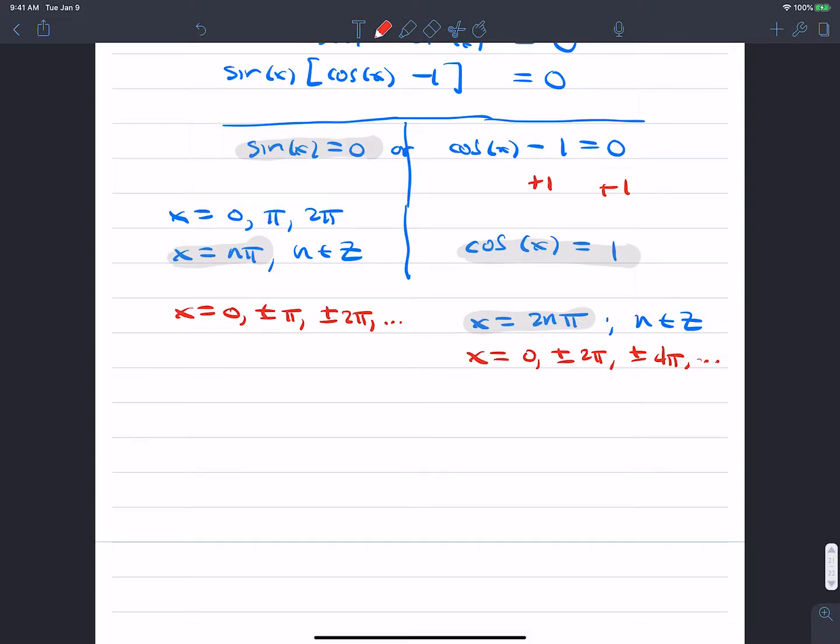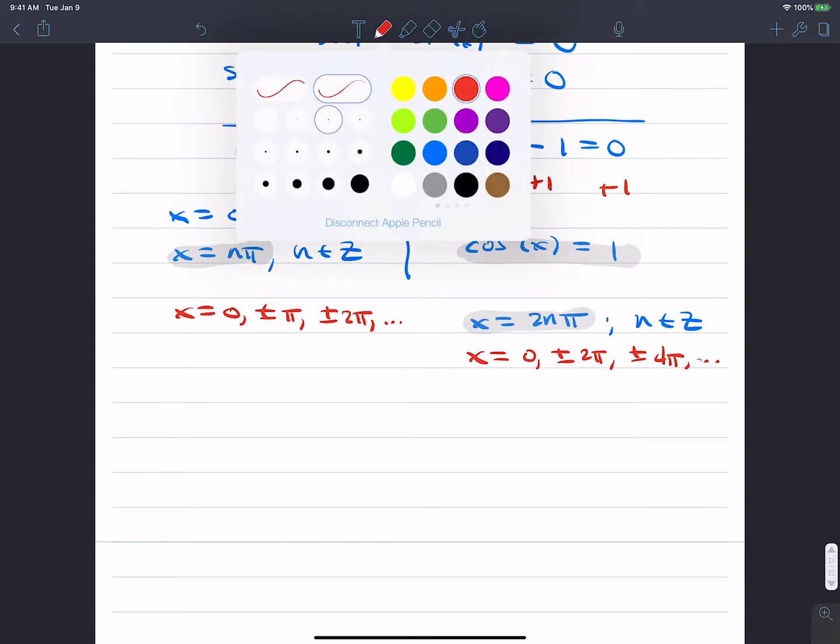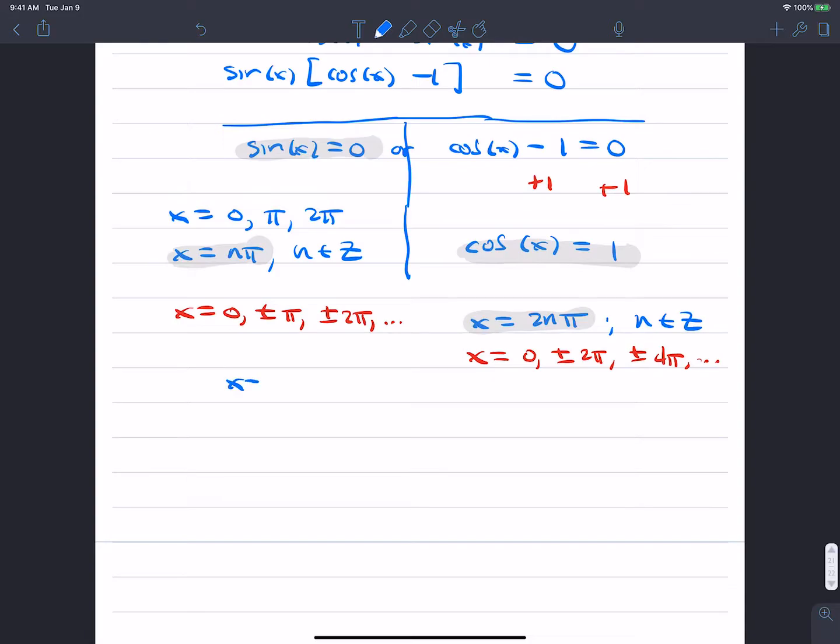And we've solved both of these equations. These are the locations of my x-intercepts. So this is going to be a very interesting curve here. Now let's find the y-intercepts.